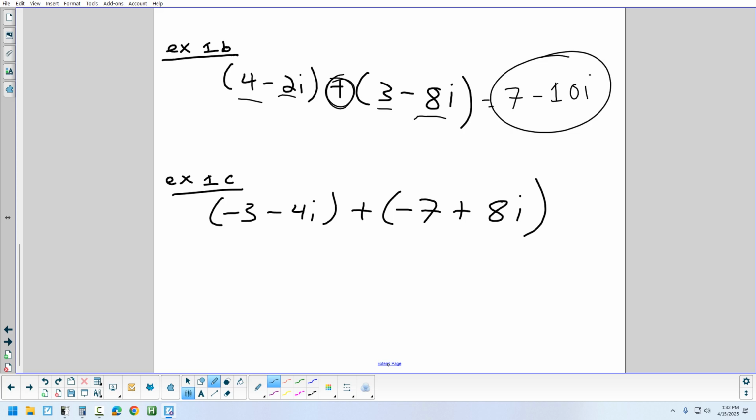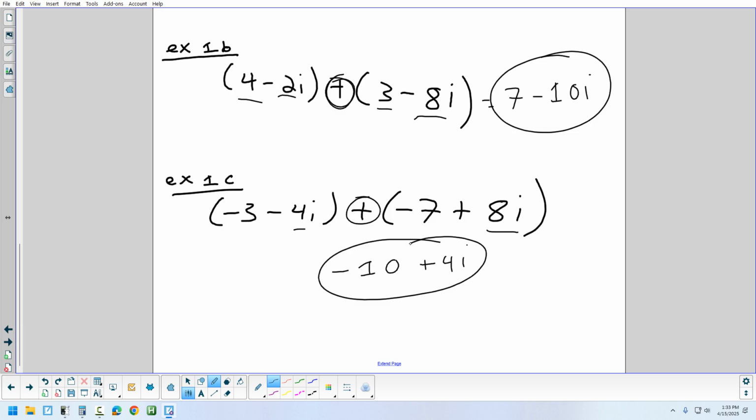All right, so how about if we add these up? What's the real part in the first number? Negative 3 and negative 7, which is negative 10. And the imaginary part? Negative 4i and 8i, and you're going to add them together. So plus 4i. Any questions on that one?